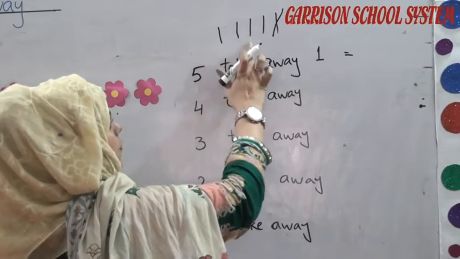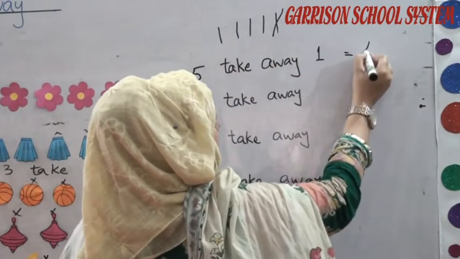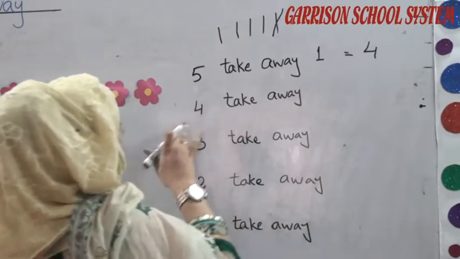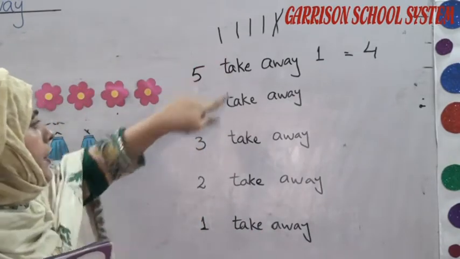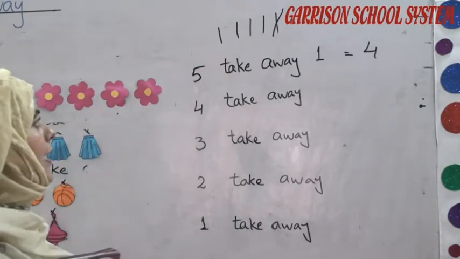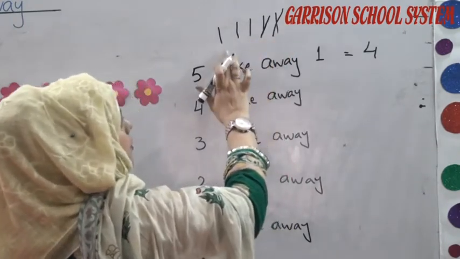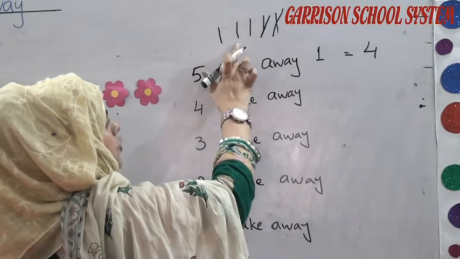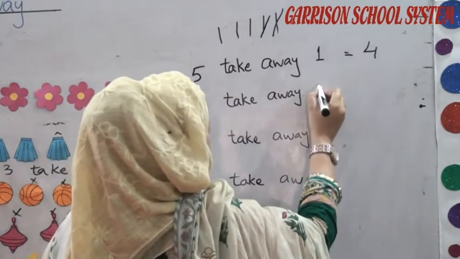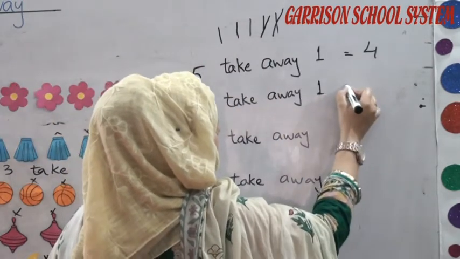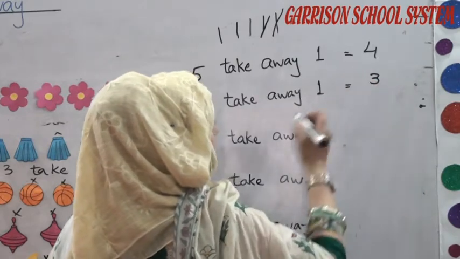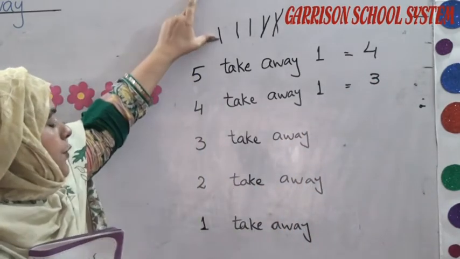1, 2, 3, 4. We will be left with 4. Now we have a 4 counter. So if we have a 4 and we take away 1, how much will we be left with? 1, 2, 3. We will be left with 3, right? So these are the counters we have.